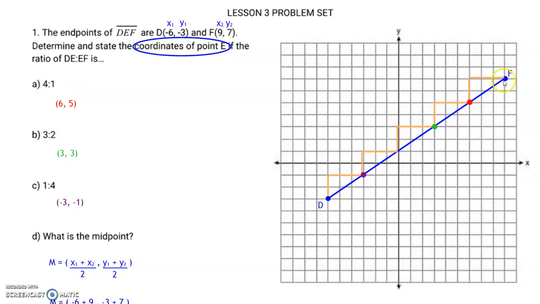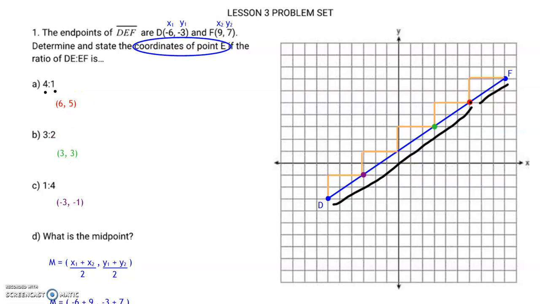I know from D to F here, I went up 2 and over 3. The slope is 2/3. 1, 2, 3, 4, 5 times. If I did that procedure 5 times, that means it's very easy to split it into a 4:1 ratio. All I have to do is make sure that 4 of those slopes are on the left-hand side, and 1 of those slopes is on the right-hand side. Now that I know the split, I know the point that I'm looking for is right here. That point is, of course, 6, 5.